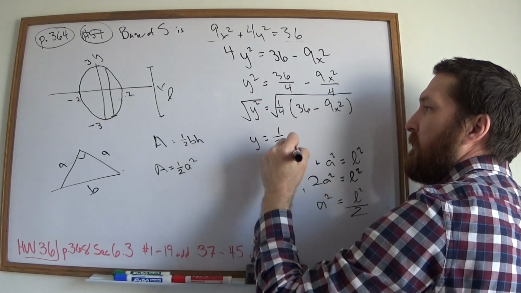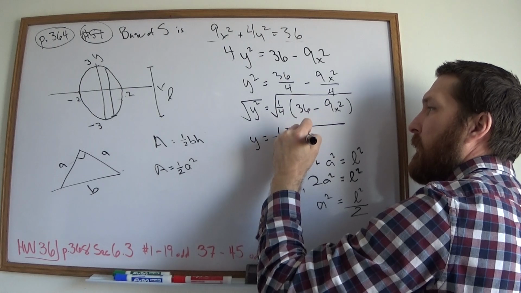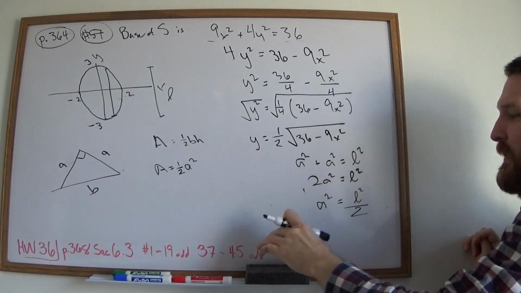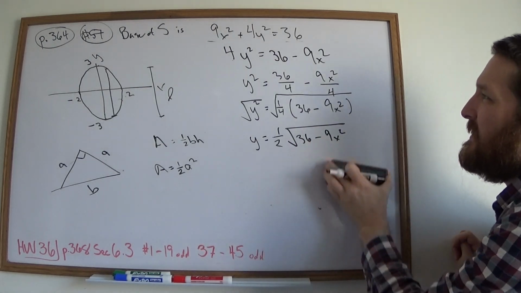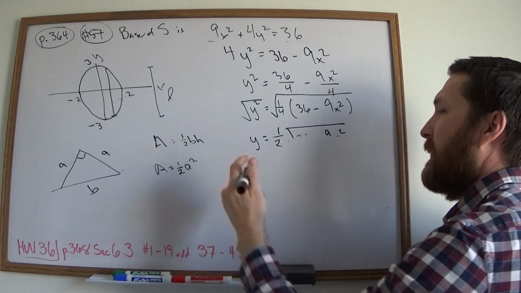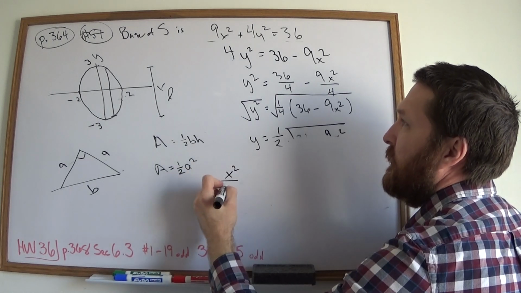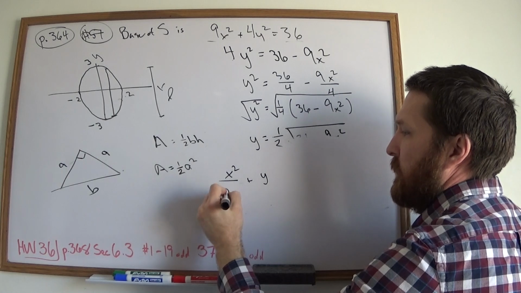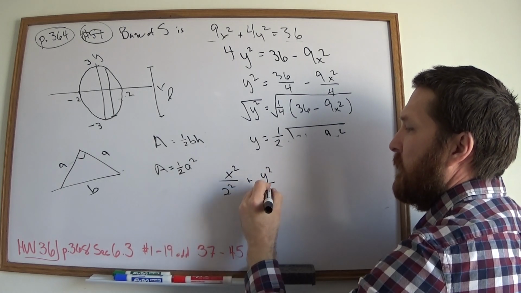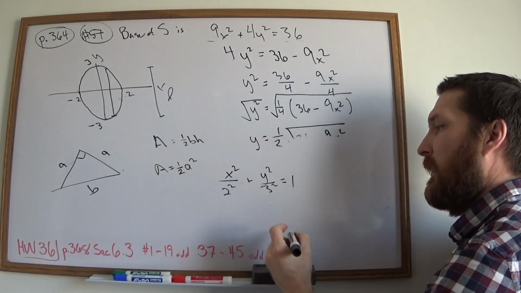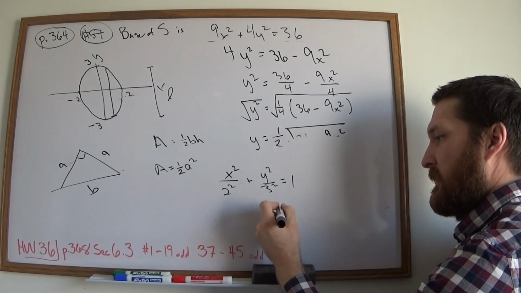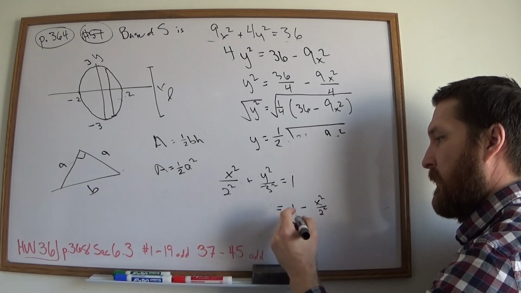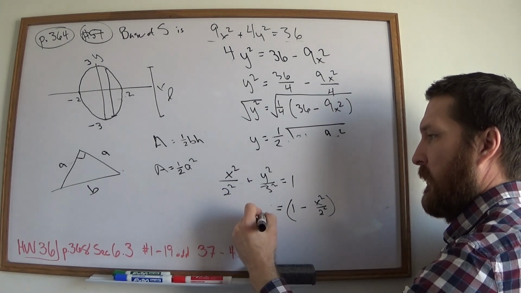That gives me 1/2 root 36 minus 9x squared, which is a square, Z. This is why I would have done it this way. Like we had x squared over 2 squared plus y squared over 3 squared equals 1. And now we could rearrange this to get 1 minus x squared over 2 squared, like that.